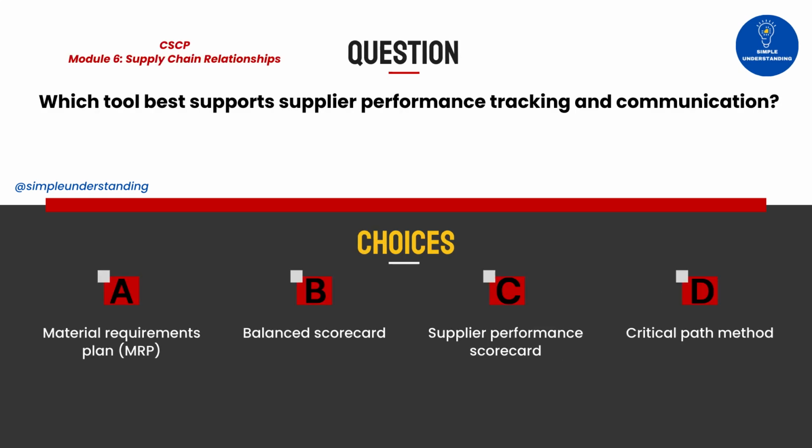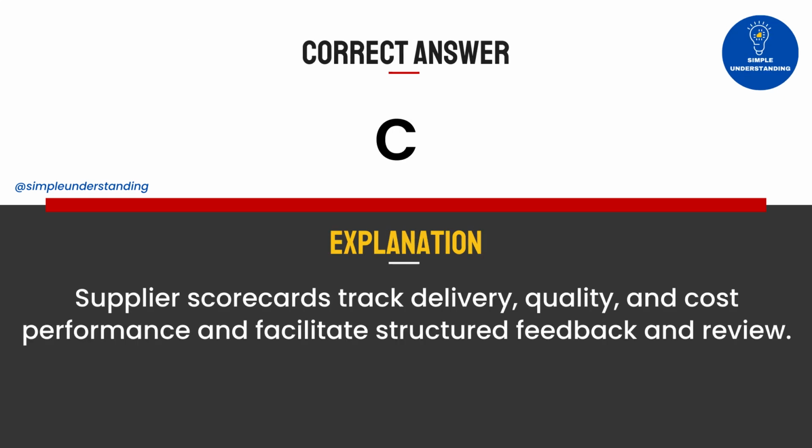9. Which tool best supports supplier performance tracking and communication? A. Material Requirements Plan, MRP. B. Balanced Scorecard. C. Supplier Performance Scorecard. D. Critical Path Method. Correct answer: C. Explanation: Supplier scorecards provide a structured, consistent method for evaluating and discussing supplier performance.